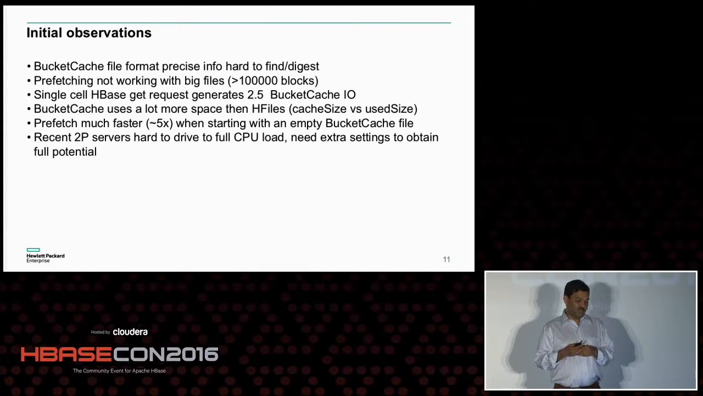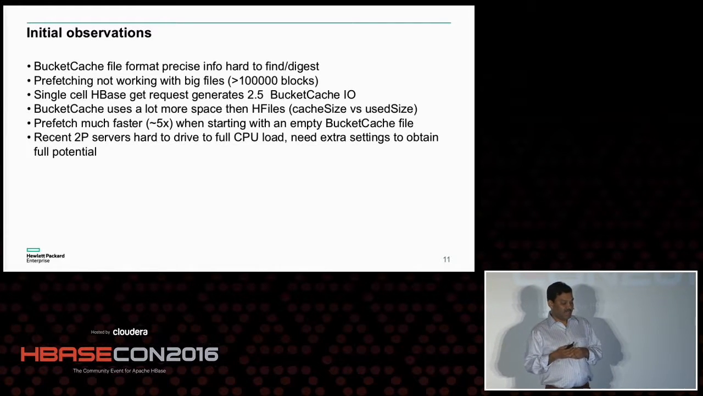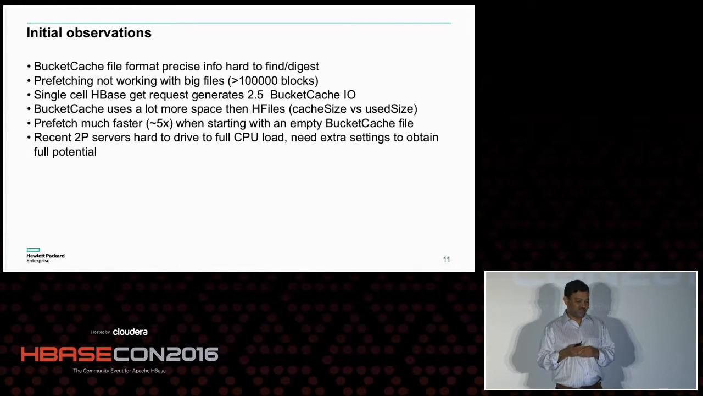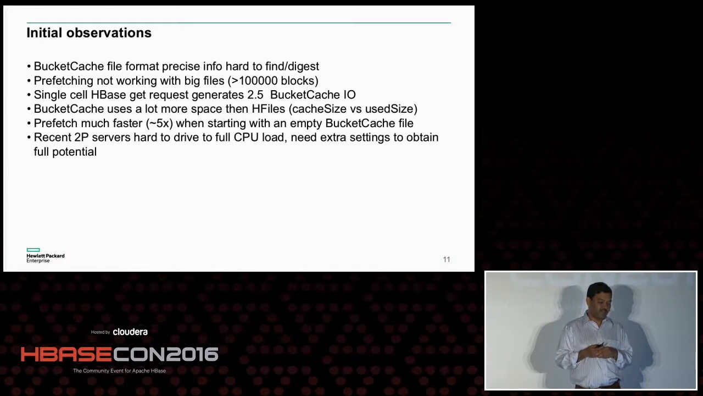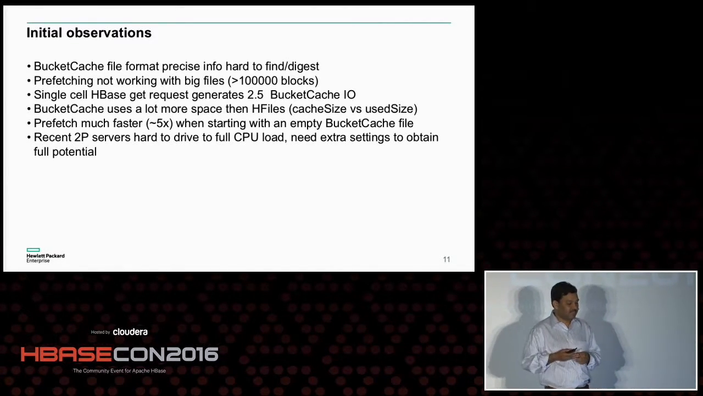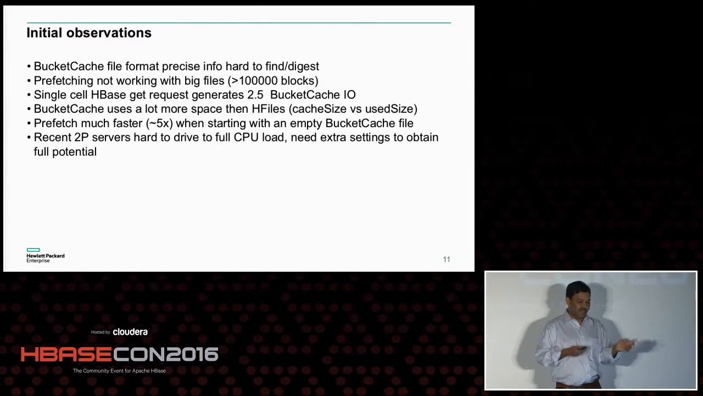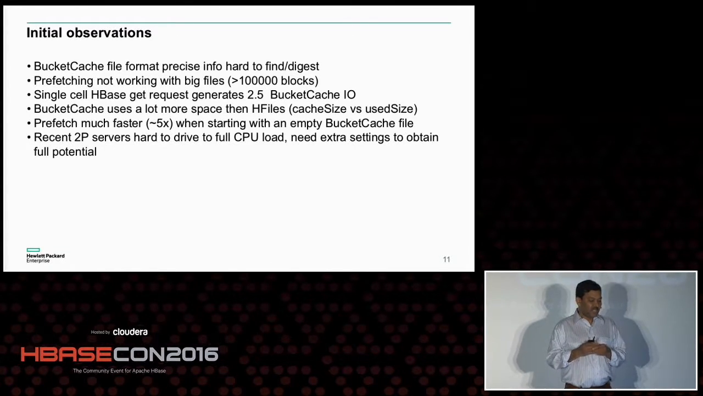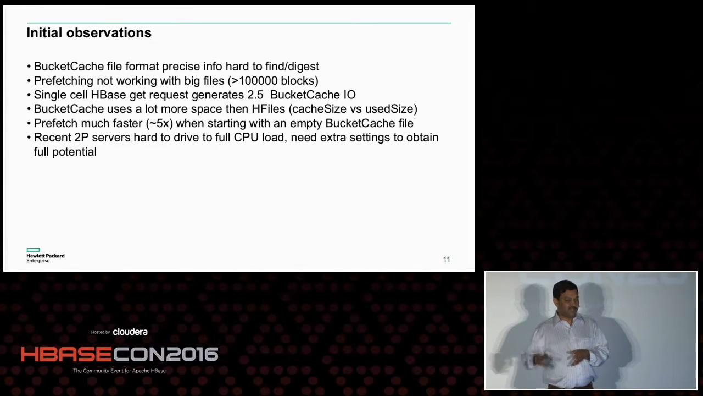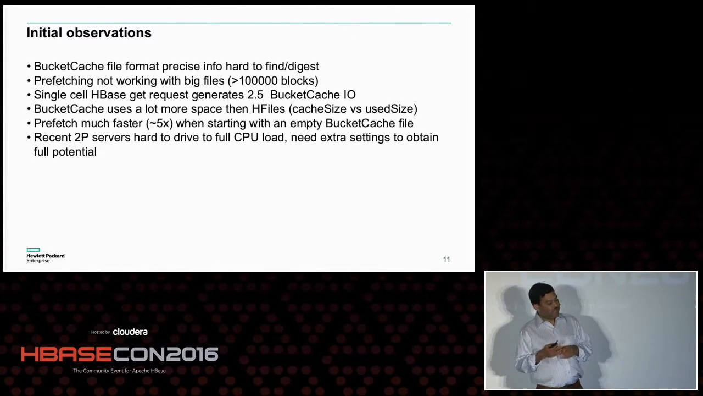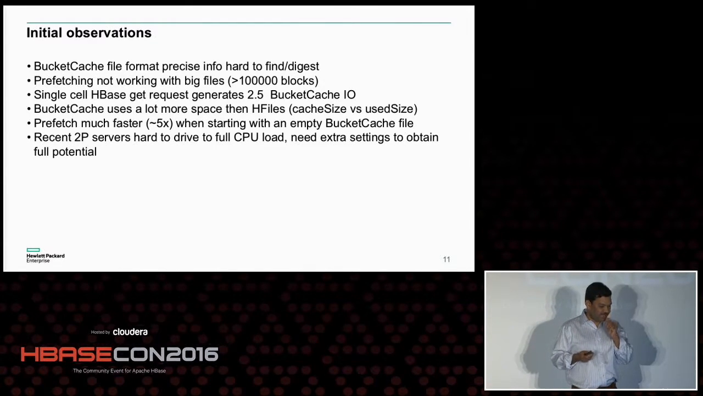What we noticed, by accident, was that prefetch is much faster when you start with an empty bucket cache, instead of when there is something left over from a previous run. The last point is a general observation. We did a lot of work and tuned to get maximum performance. But now we started testing the latest new servers, HP being a hardware vendor, with a lot of memory and bigger, better processing power, and it's hard to tune. We are getting a few issues there, and we are working with the community on that.